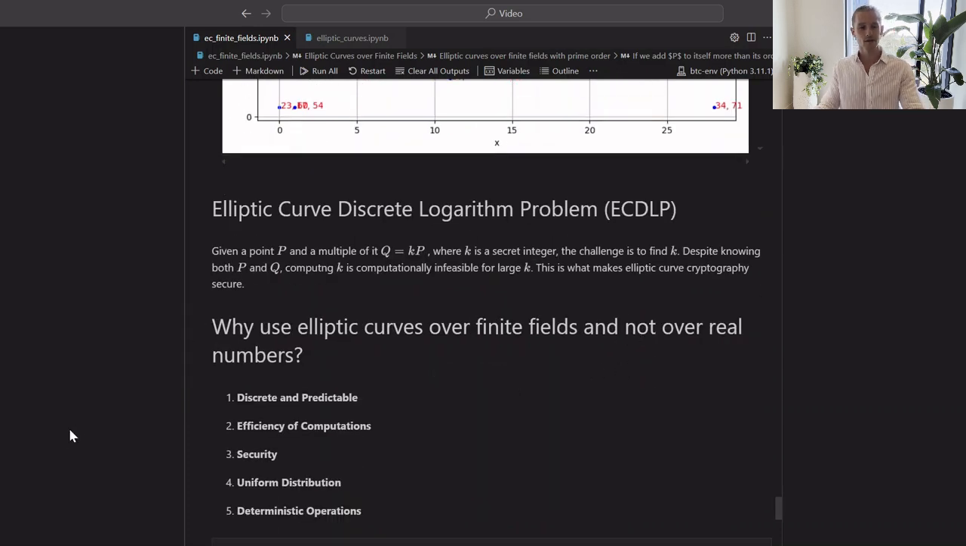Now, to finish up the video, I want to talk about one other thing that's quite interesting and important, which is why do we actually do elliptic curves over finite fields? Why don't we just use elliptic curves over real numbers, the ones that we learned about in the previous video? There's basically 5 really important reasons for that.